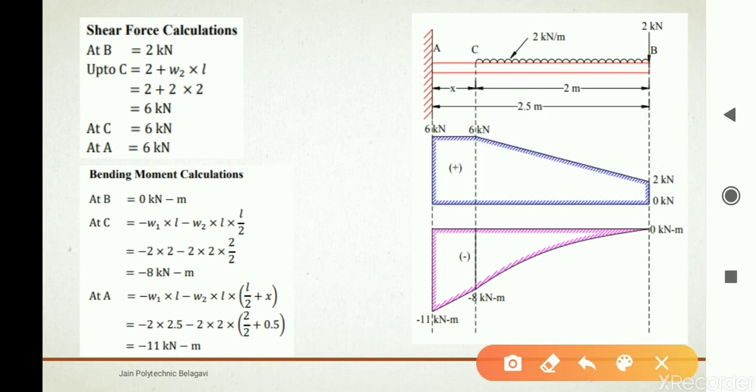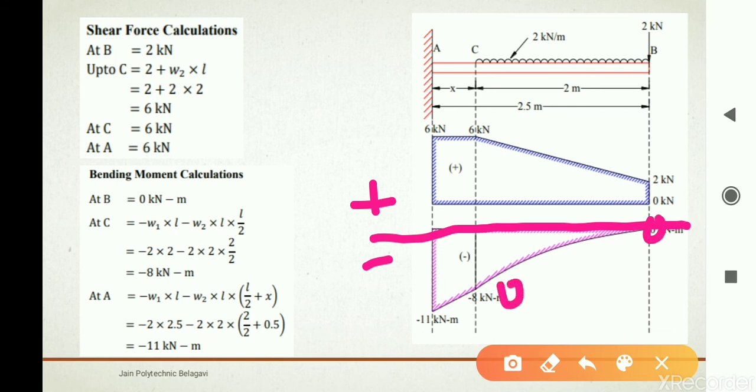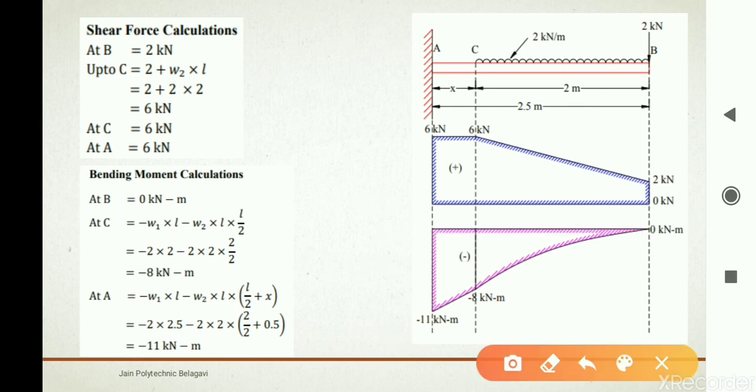Now we will mark the bending moment. As the moment values are negative, we are taking the reference line. Above we are going to mark positive and below we are going to mark negative. So at B it is 0, at C it is minus 8, and at A it is minus 11. So it will be a parabolic curve. Then in between A and C there is no loading, so it will be a straight inclined line. So this is how the bending moment diagram looks.